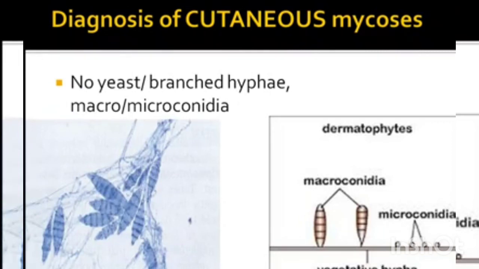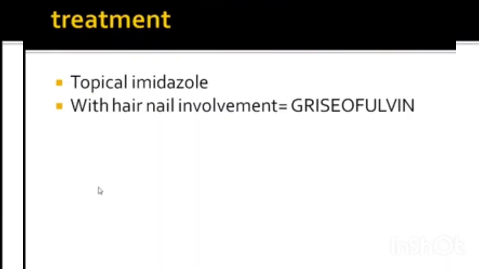In cases of cutaneous mycosis, no yeast is seen. We can see branched hyphae. These are the branched hyphae that have formed a mycelium. And these are macroconidia. Since the microconidia are very small, they are not properly visible over here. The treatment is topical imidazole, and if there is the involvement of hair and nails, then we have to give griseofulvin. In the next section, we will discuss the other types of mycosis.